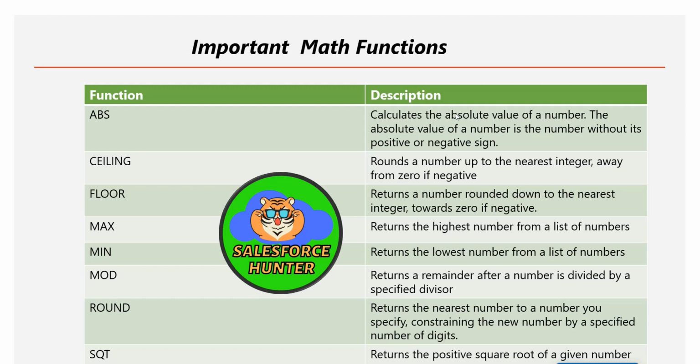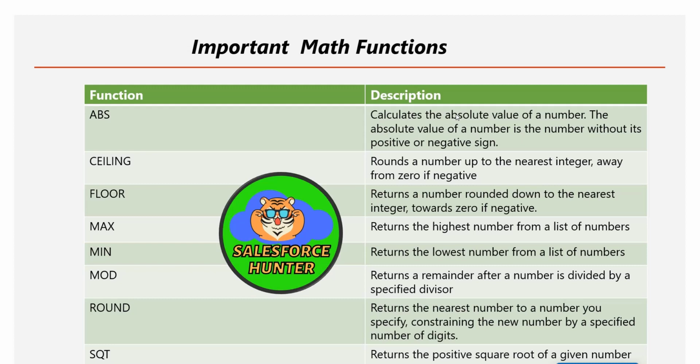Now max and min are clear. Max basically finds the highest number from a list of numbers, and min is minimum, which finds the minimum number from a list of numbers. Now modulus, what it does is it returns the remainder after a number is divided by a specific divisor. Whatever the remainder of a division is, it is returned by the mod function.